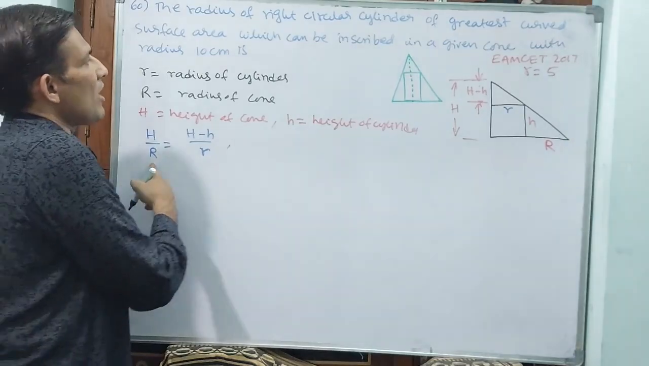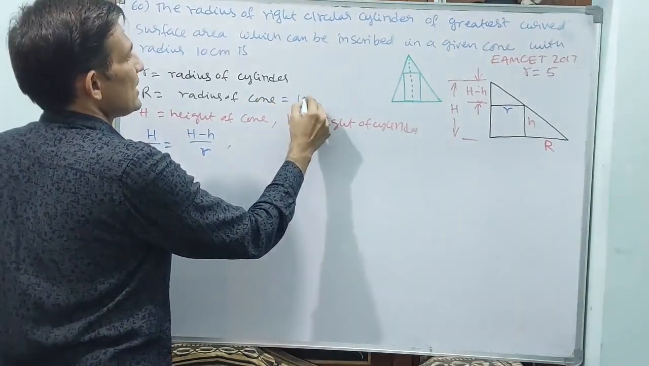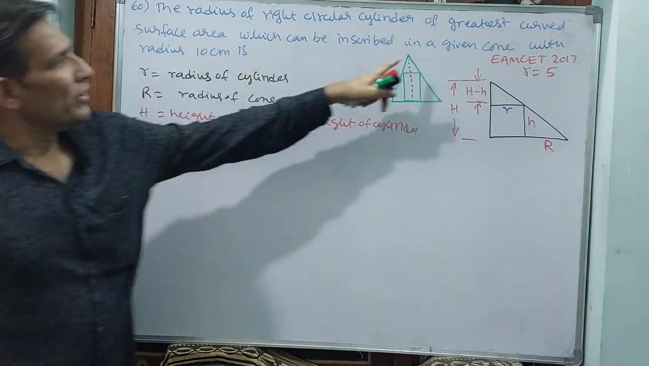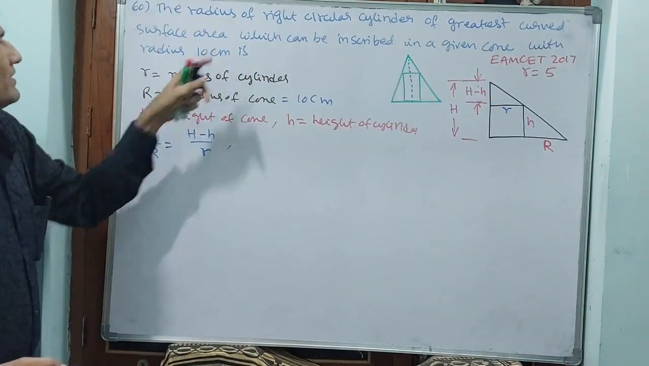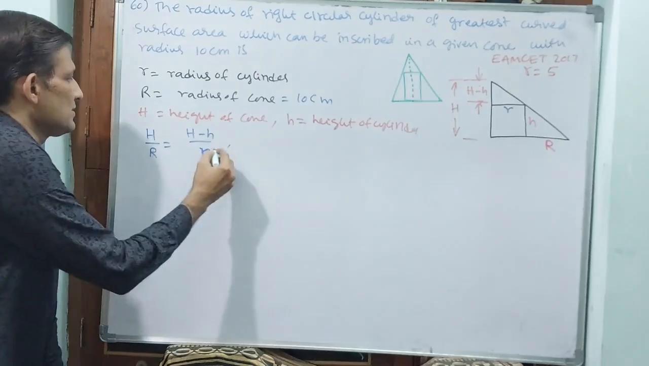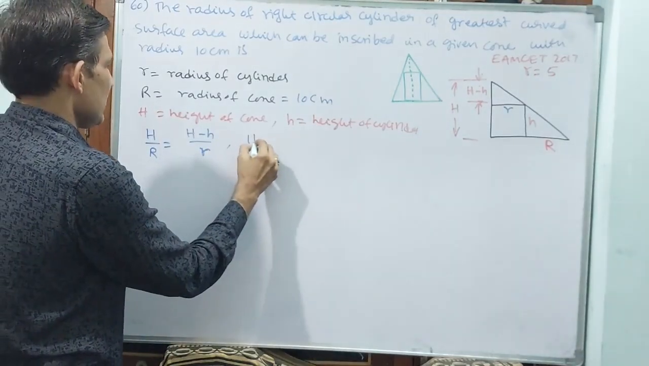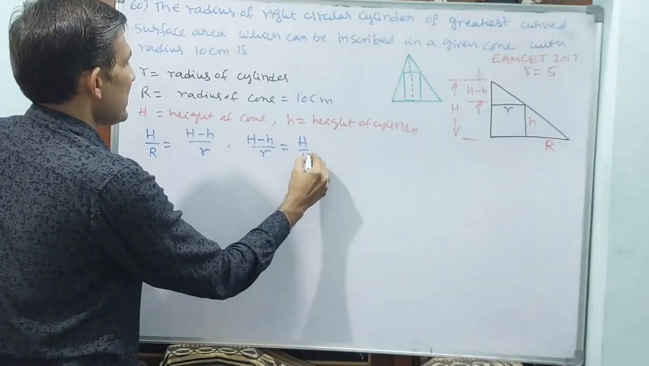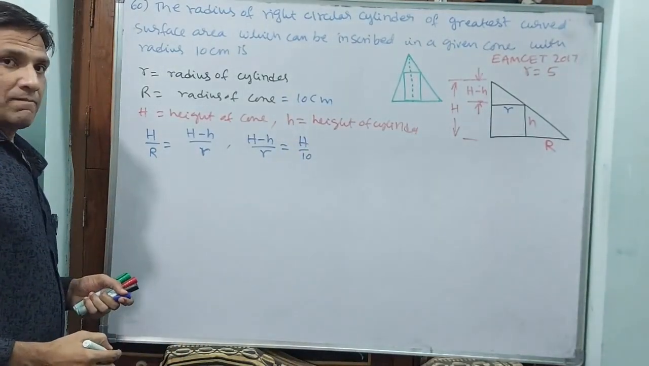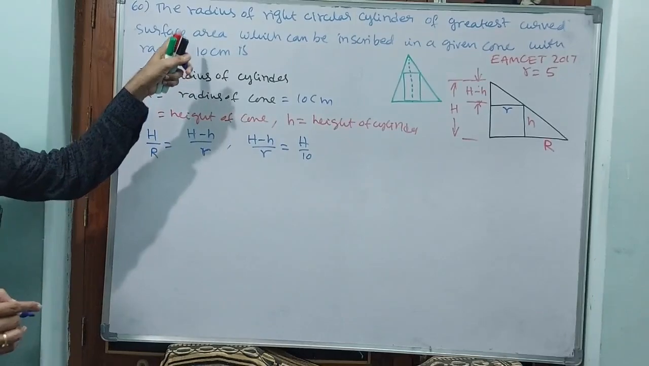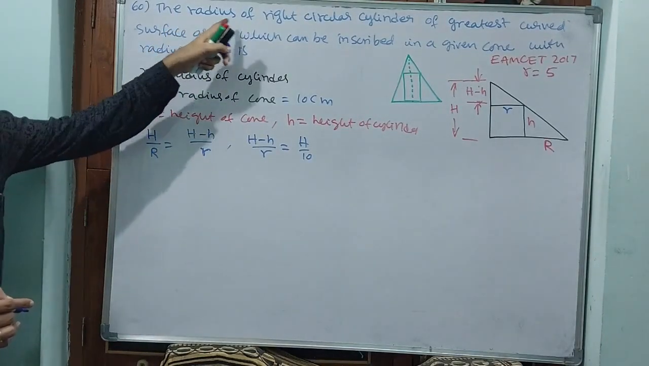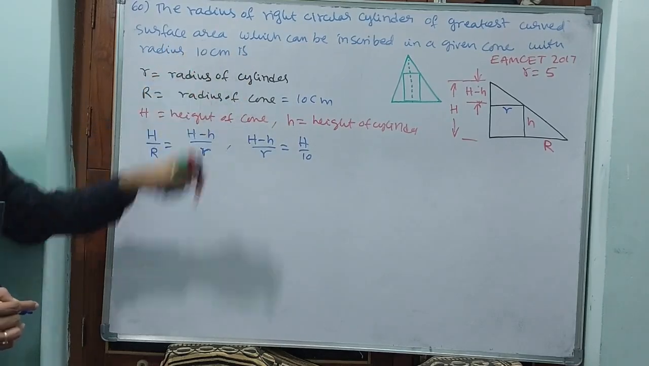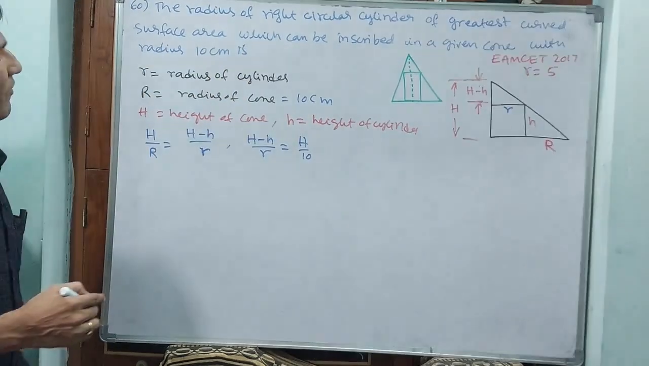And this capital R we know is equal to 10 centimeter. Why? Because they have given the radius of cone. In a given cone with radius 10 centimeter. Then I want to modify like this: H minus h by r is equal to capital H by 10. Now go back again. See what we want: the radius of the right circular cylinder of greatest curved surface area.